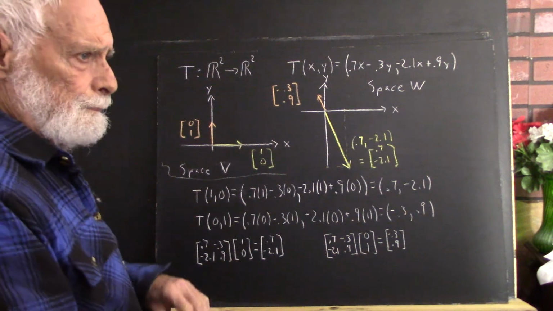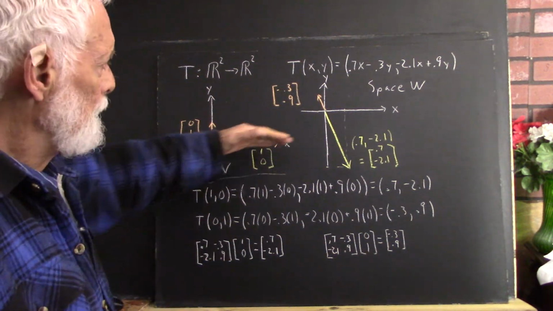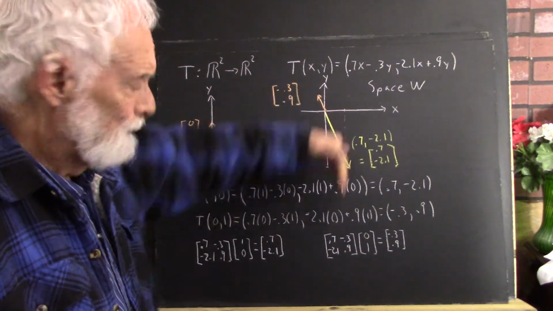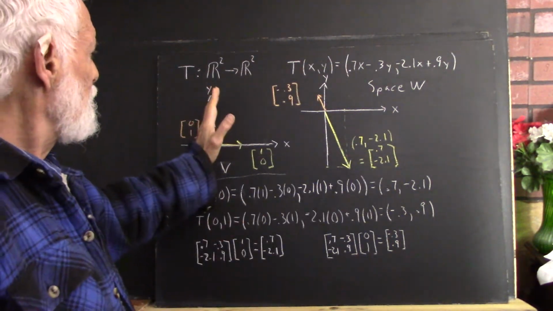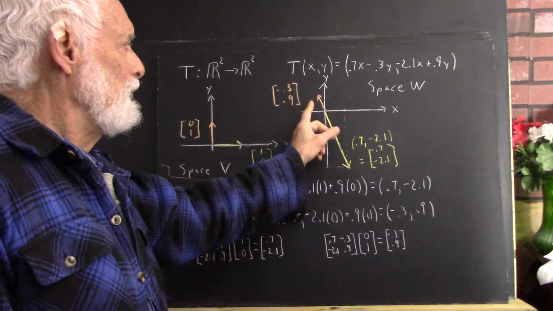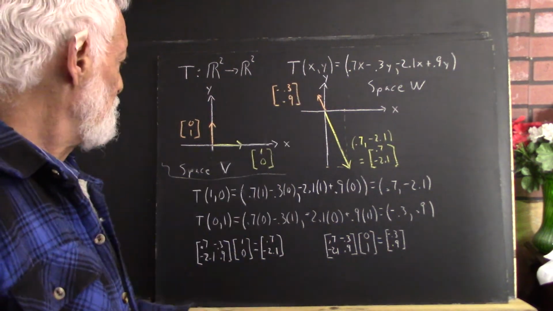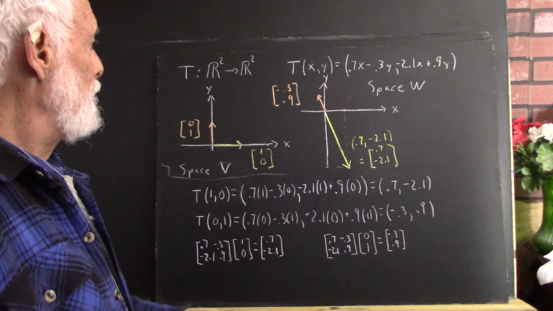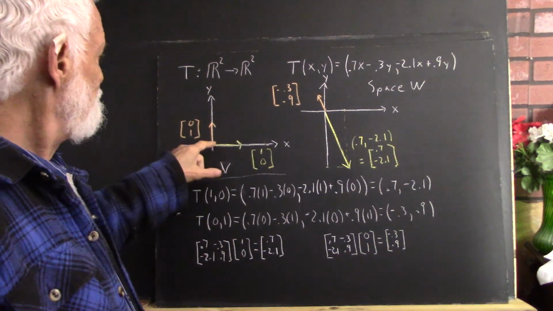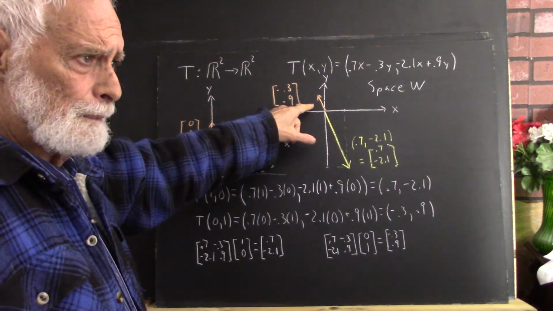So we see that this vector kind of turns this way, goes up going in this direction. This vector kind of gets turned this way and ends up going in this direction. This vector gets longer, and this vector gets a little bit shorter.